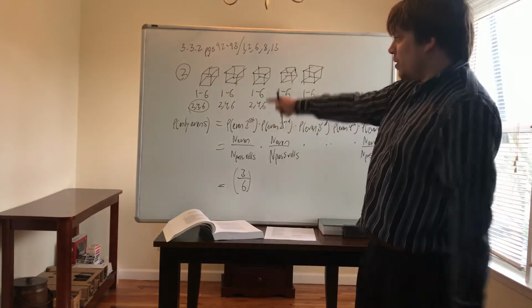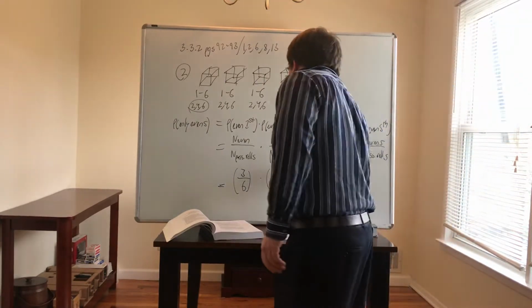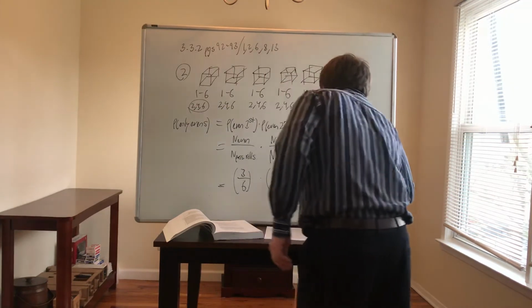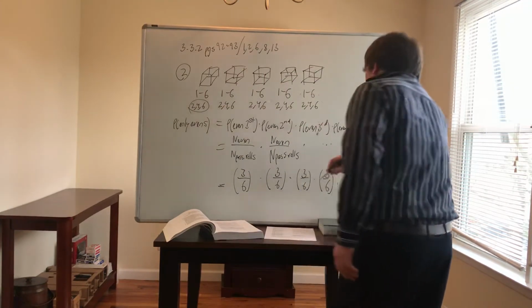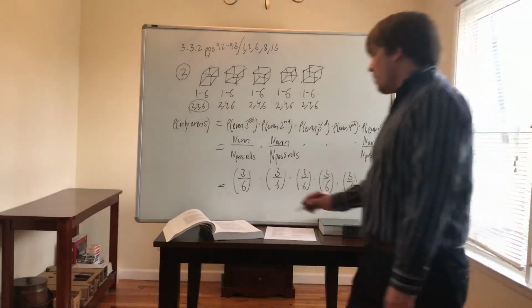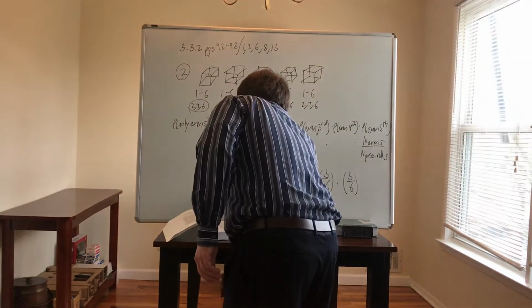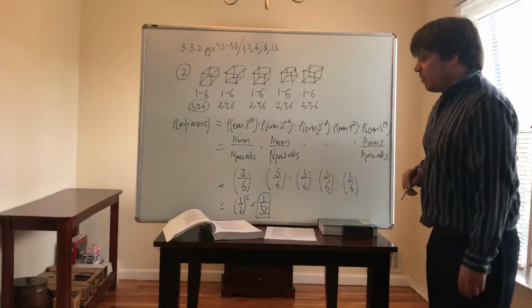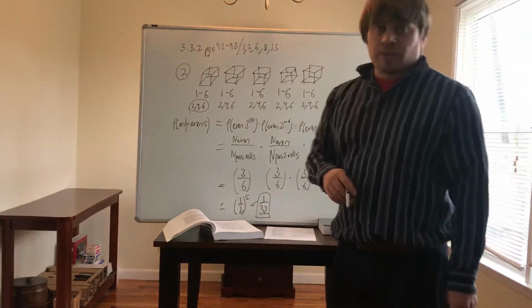So the probability of even on the first roll is 3 out of 6. The probability of even on the second roll is 3 out of 6. The probability of even on the third roll is 3 out of 6. The probability of even on the fourth roll is 3 out of 6. The probability of even on the fifth roll is 3 out of 6. They're each 1/2. This is 1/2 to the 5th power, which is 1 over 32. And so the probability of only evens in all 5 rolls is 1 over 32.